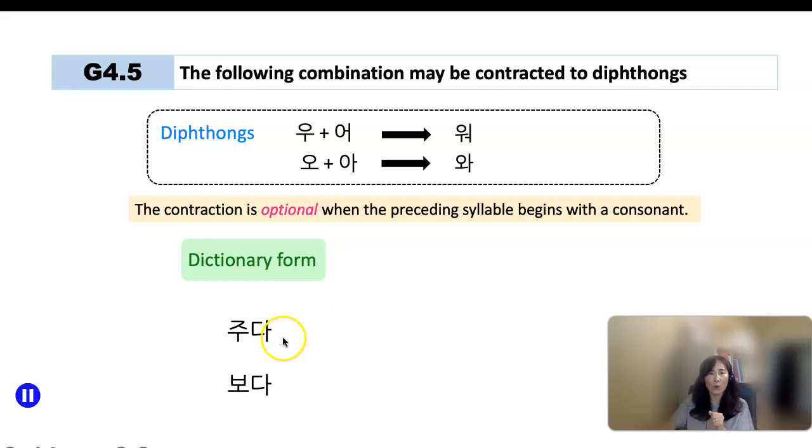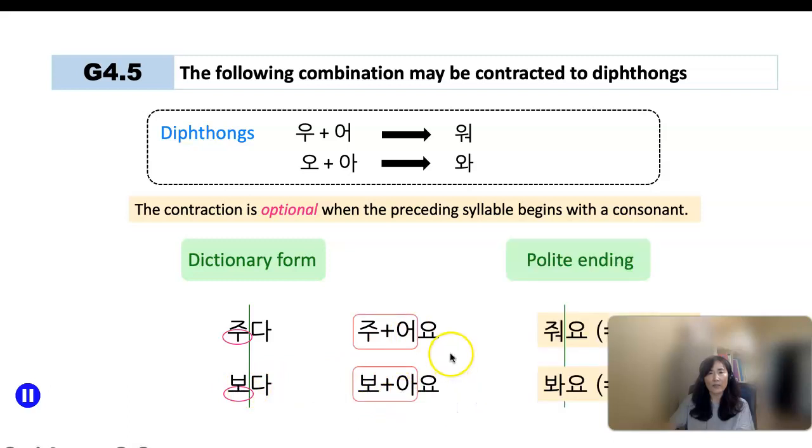Now I'm going to show some of the verbs and adjectives whose stem ends with the u sound or o sound. The u sound is a dark vowel and o is a bright vowel, so it combines with a. What happens is that for the first one, both conjugations are fine and acceptable.